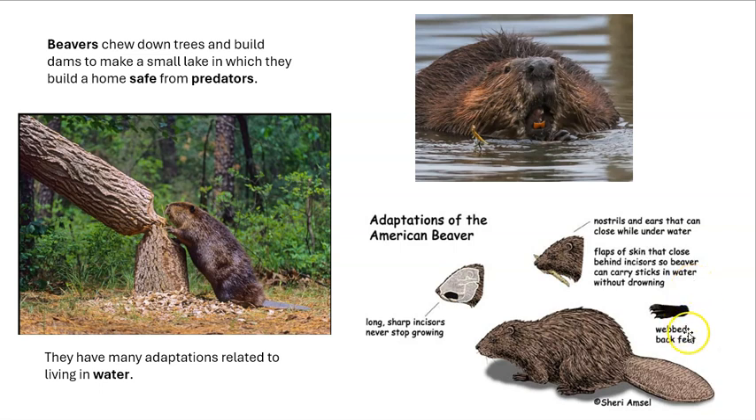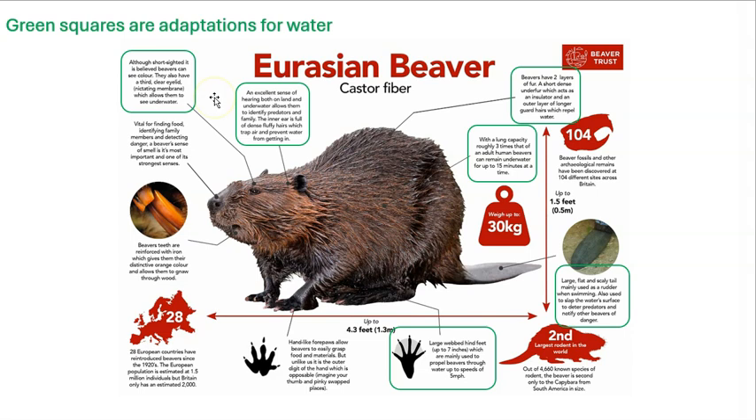They have webbed back feet. And here are some other adaptations for water living. They have a clear eyelid that allows them to see underwater. They have good hearing underwater as well. And the inner ear is full of dense, fluffy hairs which trap air and prevent water from getting in. They have 2 layers of fur, which provide extra insulation.